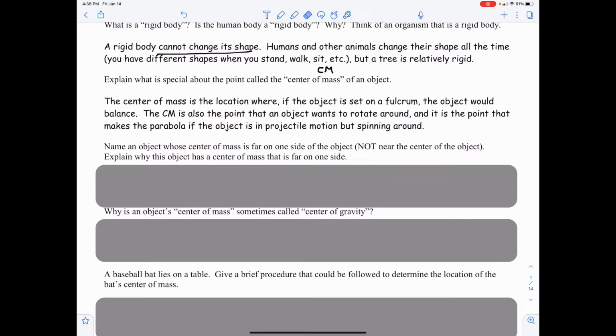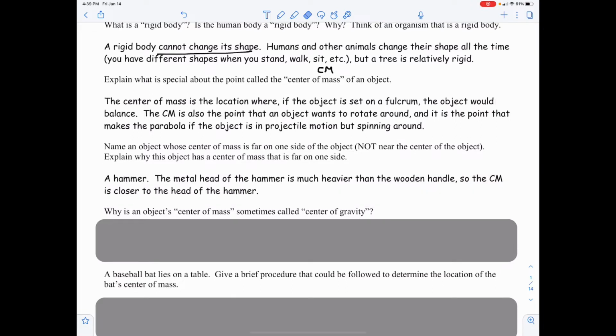Name an object whose center of mass is far on one side of the object. In other words, not near the center of the object. Explain why this object has a center of mass that is far on one side. Well, a good example would be a hammer. The metal head of a hammer is much heavier than the wooden handle. Therefore, the center of mass is closer to the metal head.